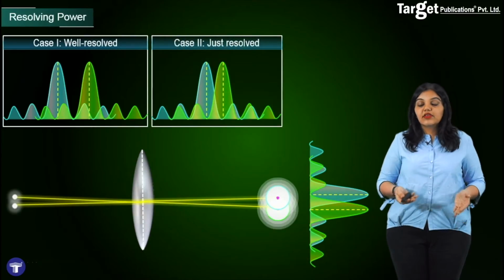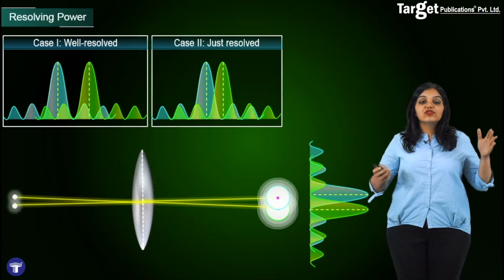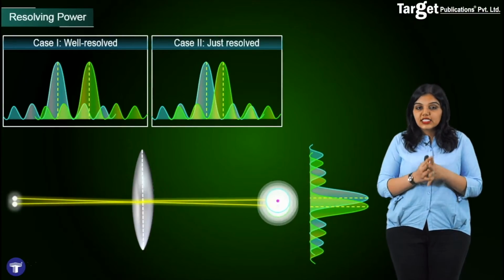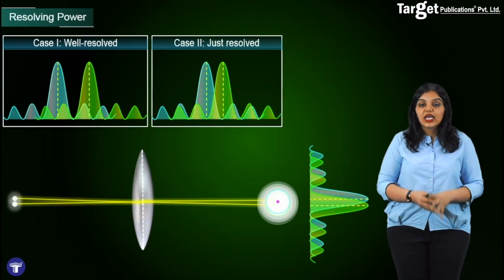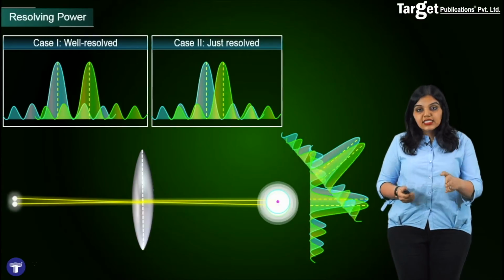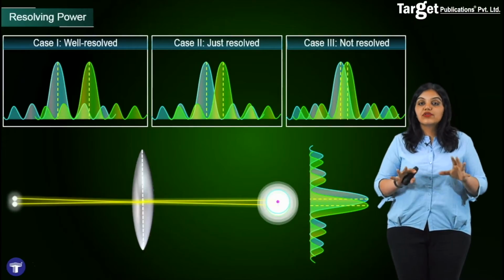This is nothing but Rayleigh's criterion for resolution, which means that beyond this point, if you try to bring the objects any closer, then even though the objects are still separate, the images of the objects will begin to merge, and what you'll see is one image. You won't be able to distinguish them, and in this case the objects are not resolved at all. So this is the not resolved case.